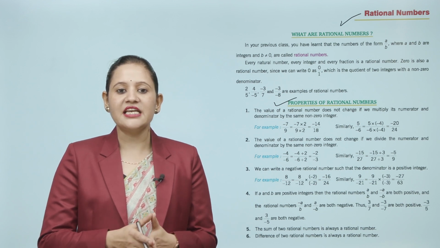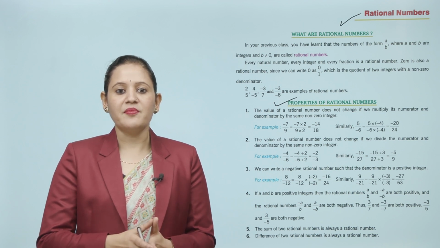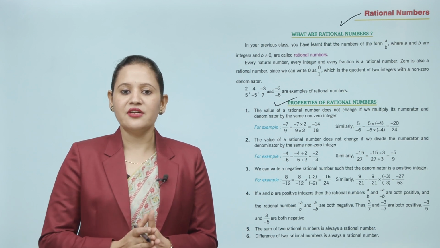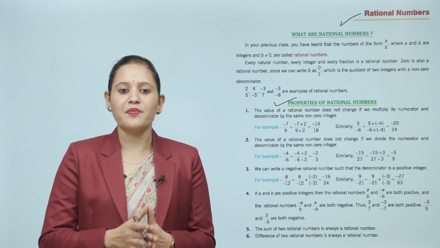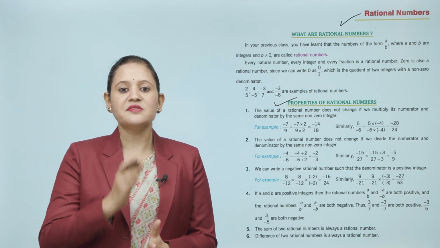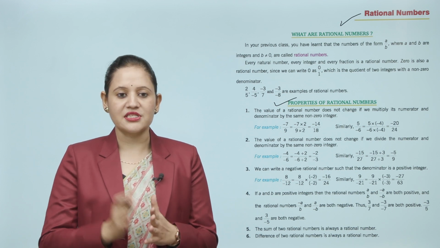We can write a negative rational number such that the denominator is a positive integer. For example, 8 upon minus 12. The denominator is negative, so we make it positive by multiplying both numerator and denominator by a negative number. So, 8 upon minus 12 multiplied by minus 2 upon minus 2, that is minus 16 upon 24. So, we make the denominator positive.